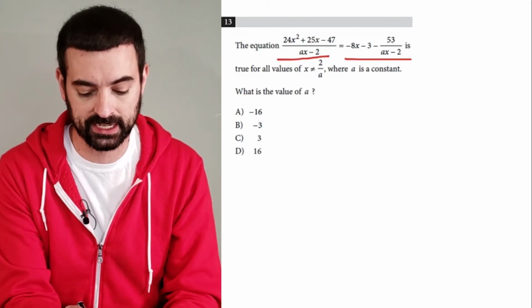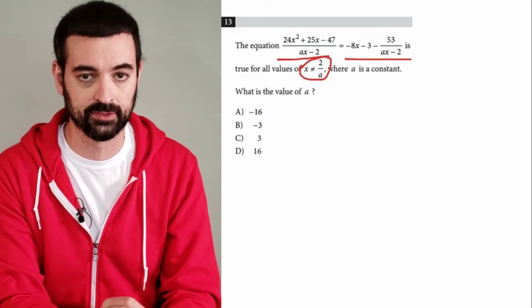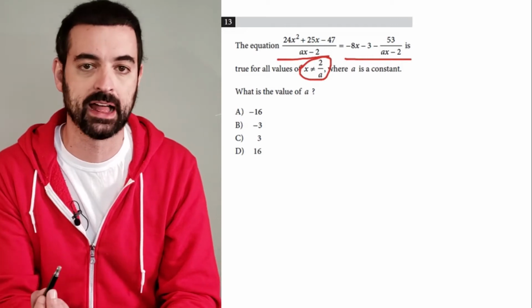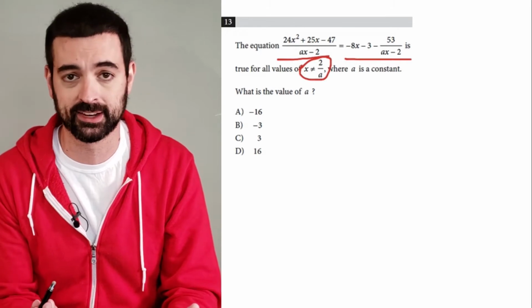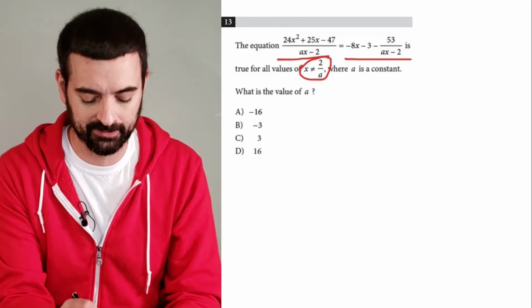This information right here, that x cannot equal 2 over a, is irrelevant. Most of the time, when you're told that a variable can't equal some value, it's just to avoid having a 0 in the denominator. I've probably already said too much. Don't worry about it. Let's get right on to solving this.